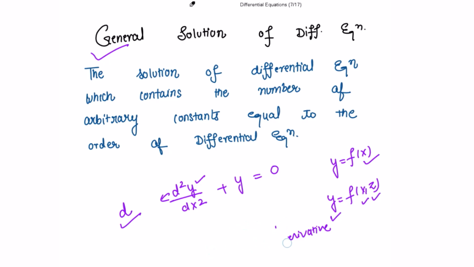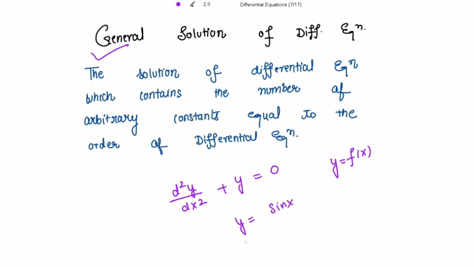So you say it like this, dy by dx. But here we are saying d square y by dx square. D square y means that y is differentiated twice. Okay, d square y by dx square plus y equal to 0. This is the equation, right? What is the solution for this? If I take y equal to sine of x and put this value over here, I get the left hand side to be 0, right? Which means y is a solution of this differential equation, right? So this is the solution for this differential equation.